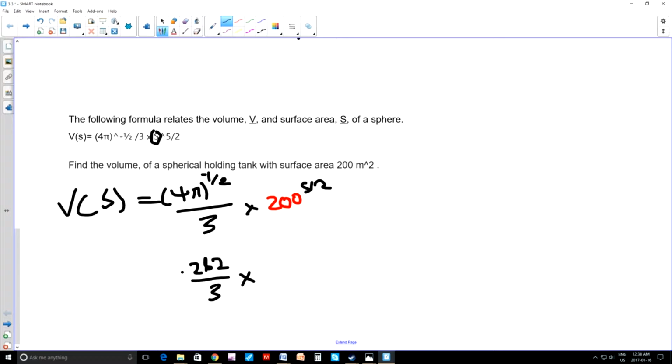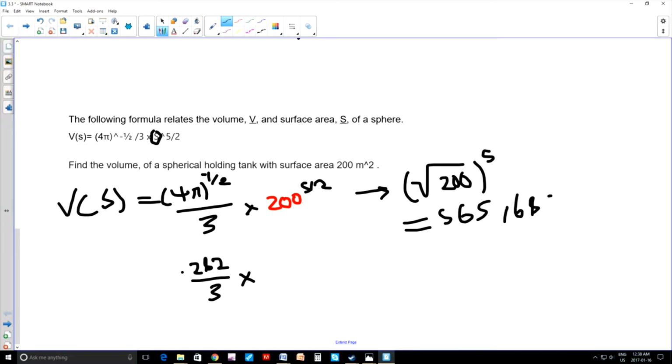Next thing we have to do is determine 200 to the power of 5 over 2. Now remember, 200 to the power of 5 over 2 can be written as the square root of 200, to the power of 5. Now, 14.142 is what the square root of 200 equals. To the power of 5 will give you 565,685.425.